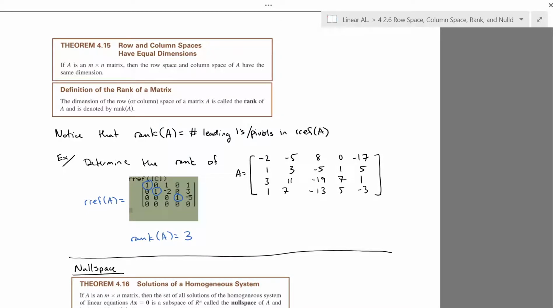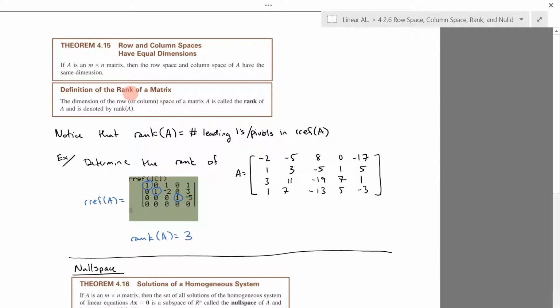Okay, so as mentioned previously, this statement says that the row space and the column space have the same dimension, right? So when you're finding a basis for each subspace, they should have the same number of vectors. However, this is not the same as saying that they're the same. So the row space is typically different from the column space, even though they have the same dimension.